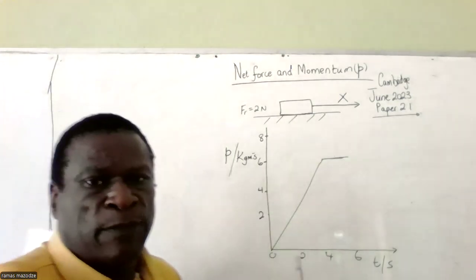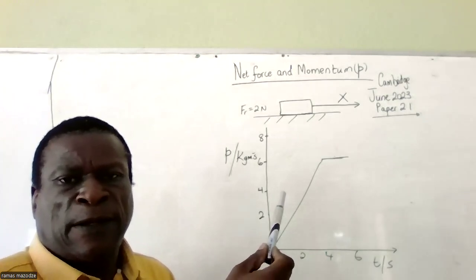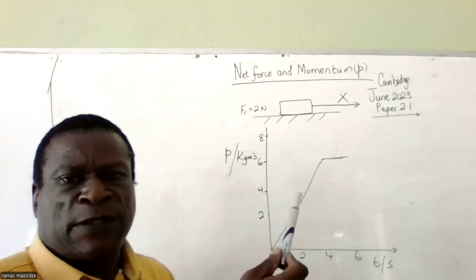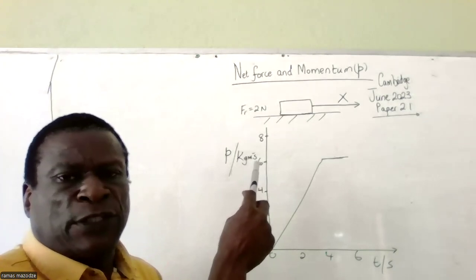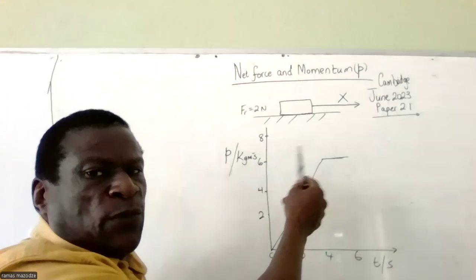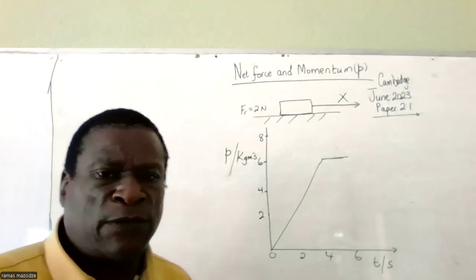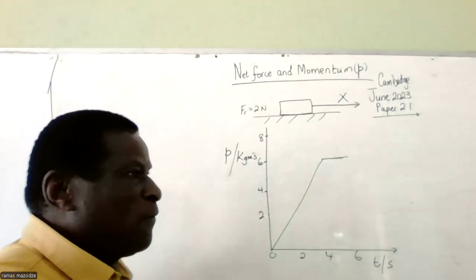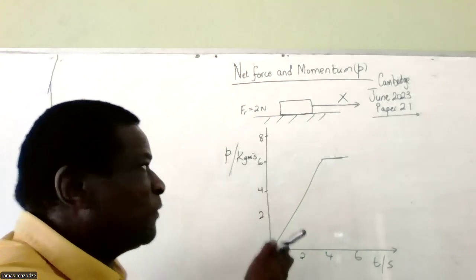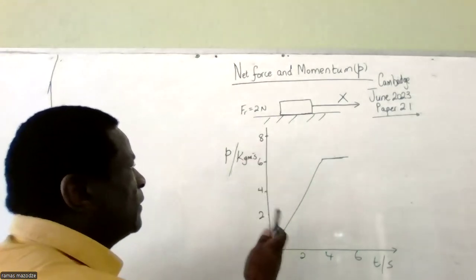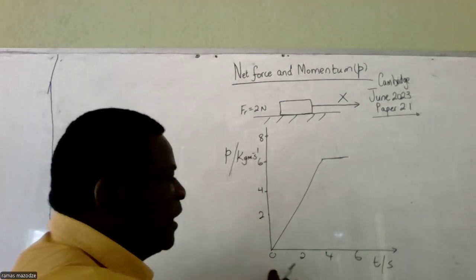There's an object which is being pulled by a force X, and it's a variable force X, and there is friction. Obviously, friction opposes the motion, working in the opposite direction. There's an average frictional force of 2 newtons on the object. And then they went on to plot a graph of momentum in kilograms meters per second against time.